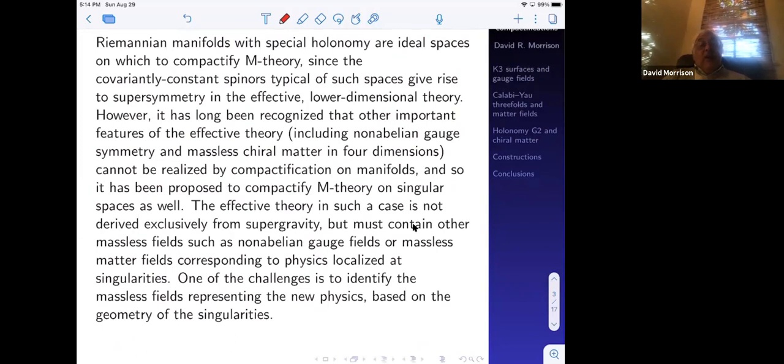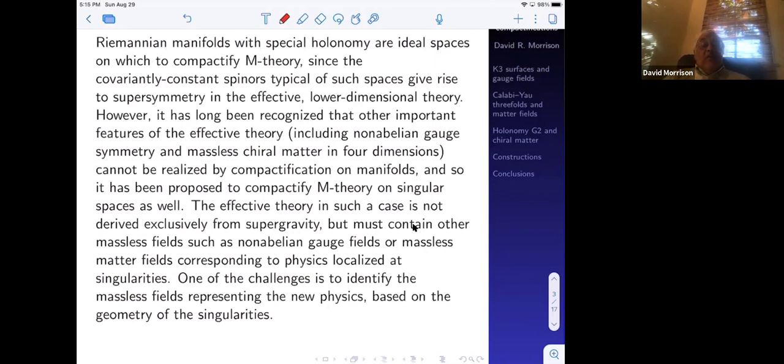The effective theory that we'll get is not just derived from supergravity alone, but it must contain other massless fields, such as non-abelian gauge fields or massless matter fields corresponding to some kind of physics localized at those singularities. I'm putting in non-abelian gauge fields and massless matter fields, chiral matter fields, exactly because those are the features of the 3+1 dimensional physics that I would like to model. If you want to model other features, you may need to go to other classes of singularities.